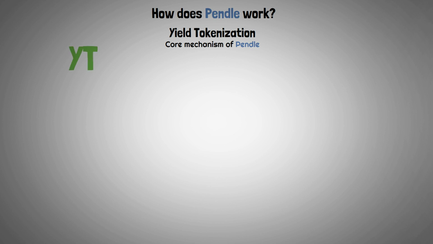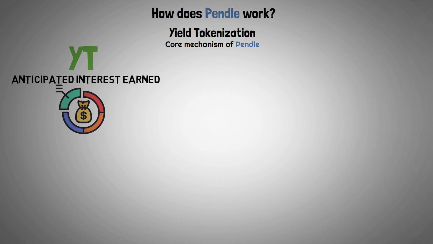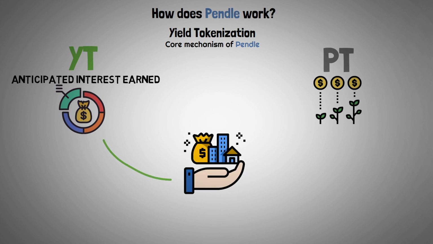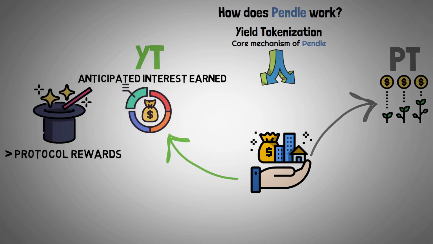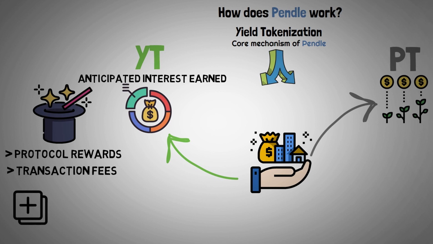Yield tokenization. The core mechanism of Pendle is called yield tokenization. The YT represents the anticipated interest earned on the underlying asset, while the PT represents the original asset. The user's control over those assets is maximized by splitting the yield components. A YT can generate protocol rewards and transaction fees. Additionally, it can also be used to mimic an interest rate swap.